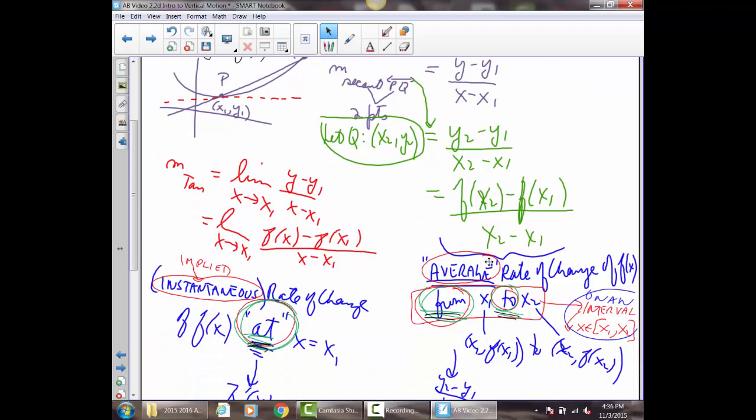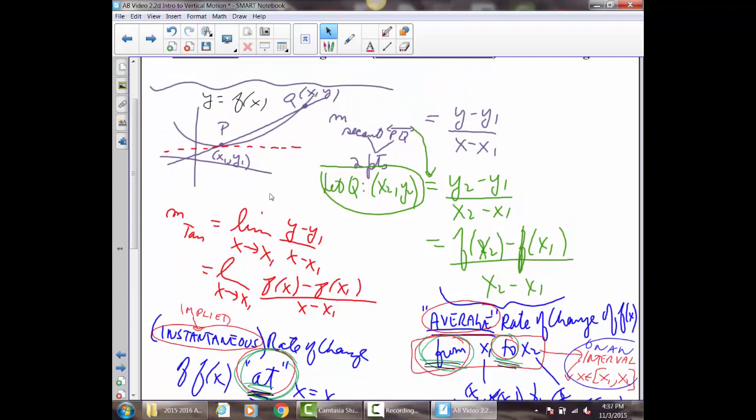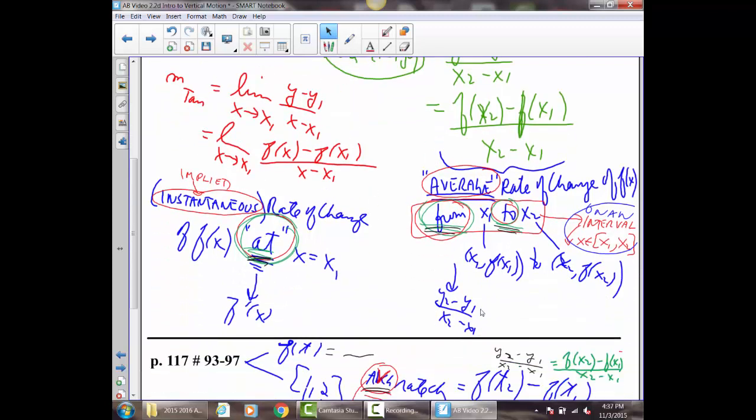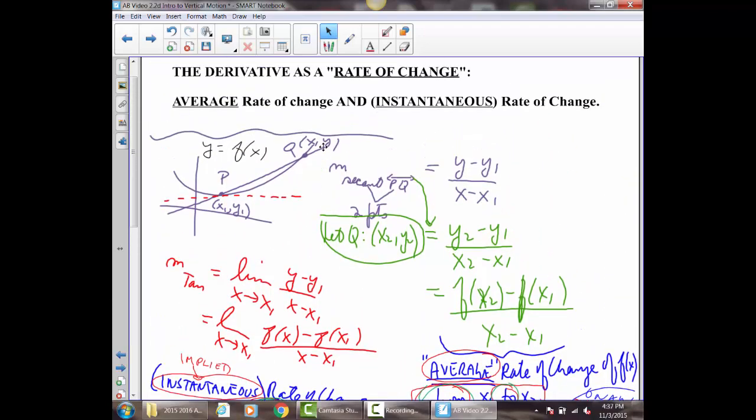Now, that is the average rate of change. Very boring word, you'll read right past it, but the average rate of change of a function from x equals 1 to x equals 2, there are 2 points, 2 x values, is y2 minus y1 over x2 minus x1, or f of x2 minus f of x1 over x2 minus x1.